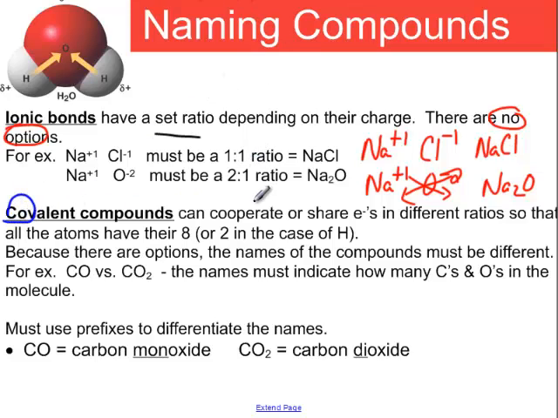Covalent compounds can cooperate, or they can share electrons, and they can make different ratios. Because they have so many options, and we keep using the same elements, we have to use some prefixes. So you guys are familiar with carbon monoxide and carbon dioxide. That mon or that di tells you how many oxygens there are in the compound.